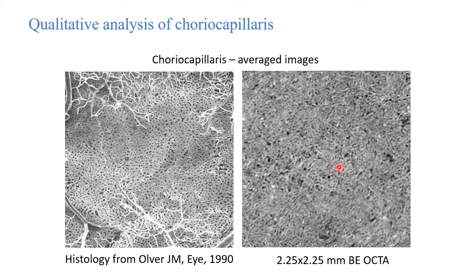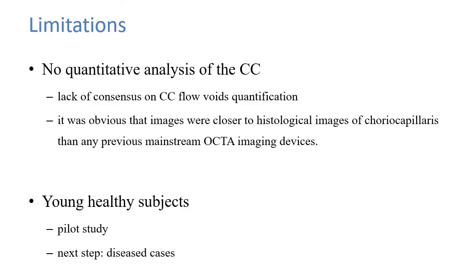The capillary structure and the voids that we see with the beam expander are quite close to what has been described in histology. So here again, we go even closer to histologic analysis of the circulation and vessels in the retina. We didn't do any quantitative analysis of choriocapillaris because of the lack of consensus on any measurement at this level. But it was obvious that images were closer to histological images, and the improvement of quality of image for choriocapillaris is even more impressive than in the retina.